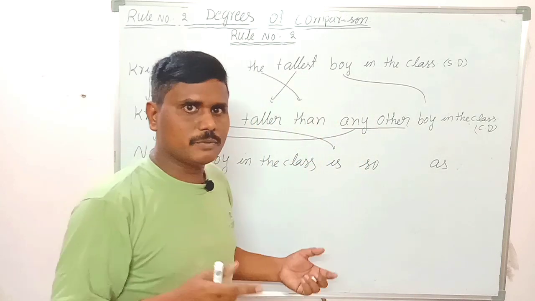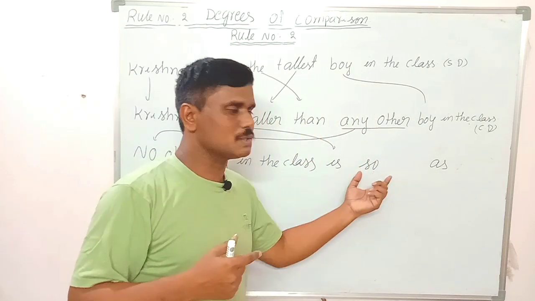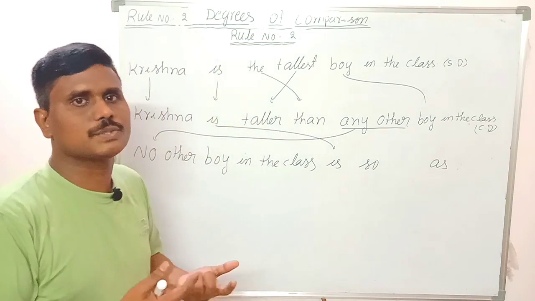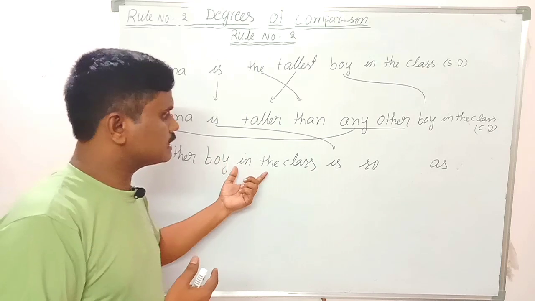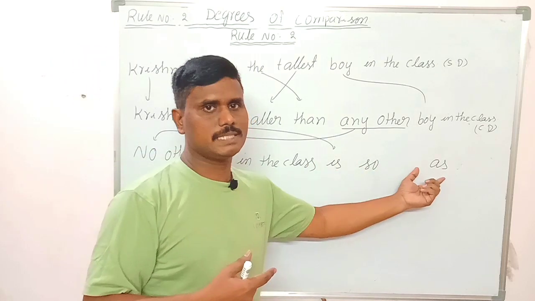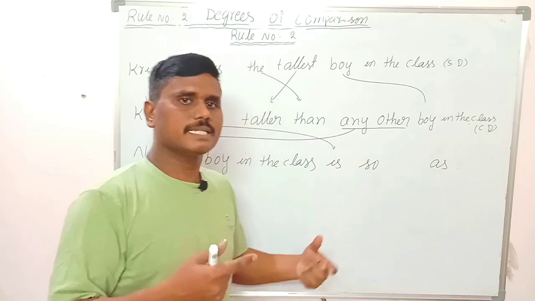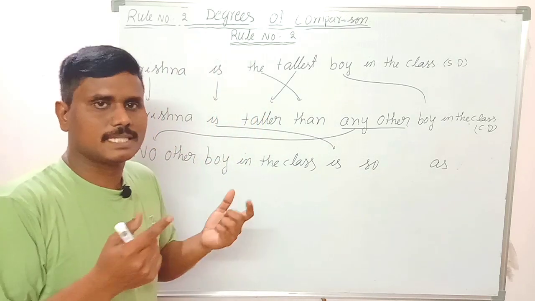So generally we may have a doubt: as or so as? When should we use as, and when should we use so as? If the given sentence is negative, we use so as. If the given sentence is positive, we use as.